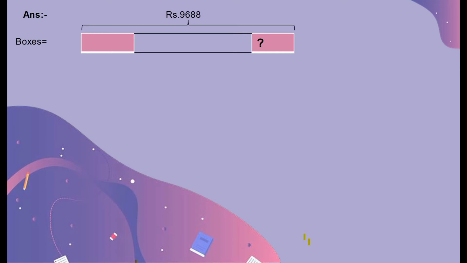So first we will draw the bar models, but you can't write anything about the boxes 1, 2, 3, 4 because you don't know how many boxes there are. But you know that the cost of one box is Rs 28. Now to find the total boxes in the question, first you need to divide by 28, because one box's cost is Rs 28. So when you divide, you will get 346 boxes.